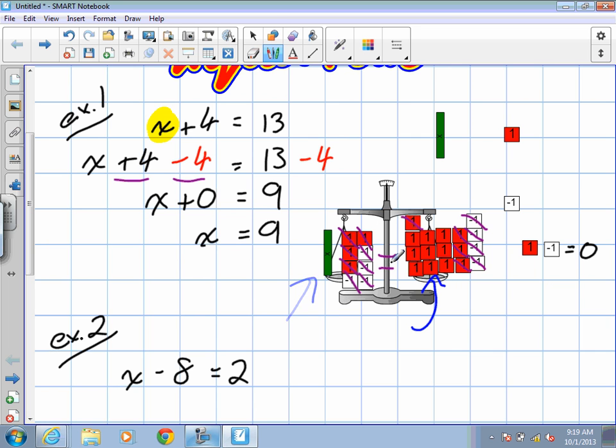How many number 1s are there here? There's 3 by 3, which is 9. So we've just discovered that this x value here is equal to the value of 9.